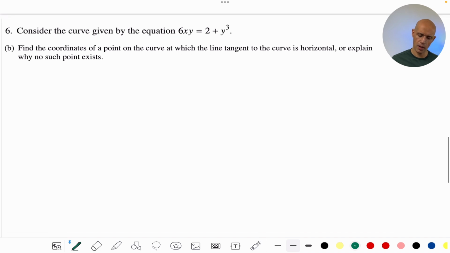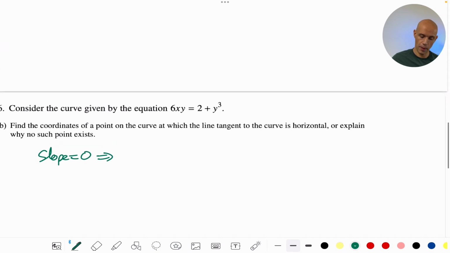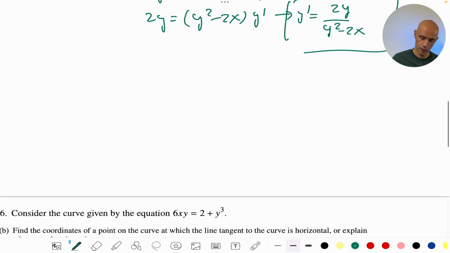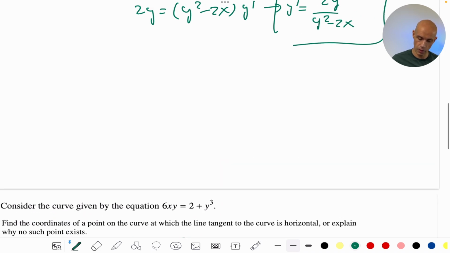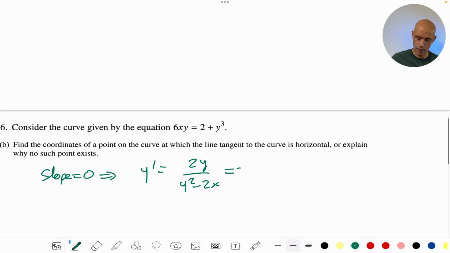Now, whether we have a horizontal line. Well, horizontal line, right? Horizontal, there is no slope. So this means that the slope equals 0. If we go back to our expression, the derivative is y squared minus 2x over 2y, okay? That's what we had, and you want this to be 0. So the only way is y equal to 0. But that's not enough, okay?